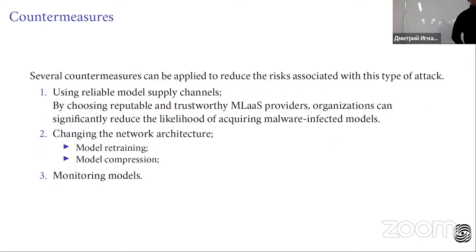Okay, what are the countermeasures? There are not a large number of countermeasures. First of all, the obvious one: using reliable sources. Second is retraining the model after training, compression, and other types of changing the network architecture. And the last one is monitoring the models.